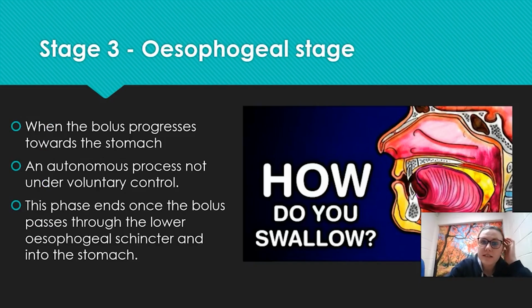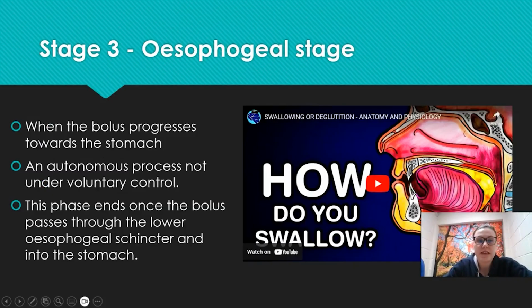So the third stage is the esophageal phase, and this is when the bolus of food is progressing down towards the stomach. Again, this is not under voluntary control either. This is something that our body takes control of. And this phase will end once that bolus of food passes through the lower esophageal sphincter and into the stomach. So I've put a video on here. It's just a nice way of showing how these three phases all work together.